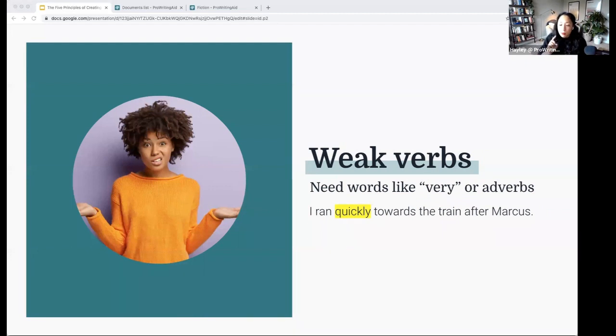Writers will also use words like very or use verbs that need very or adverbs to make them more effective. So, instead of saying I dashed towards the train, you would say I ran quickly, right? You're adding in this adverb to modify a weaker verb when you could have a stronger verb in its place. So both of these things, hidden verbs and weak verbs, are bad habits that a lot of us as writers have that we don't necessarily recognize in our own work. I see a lot of people saying that they feel attacked in the chat. Yes, it's a really bad habit. And again, it's not grammatically incorrect. So it's just making our verbs less effective and making our sentences less strong.